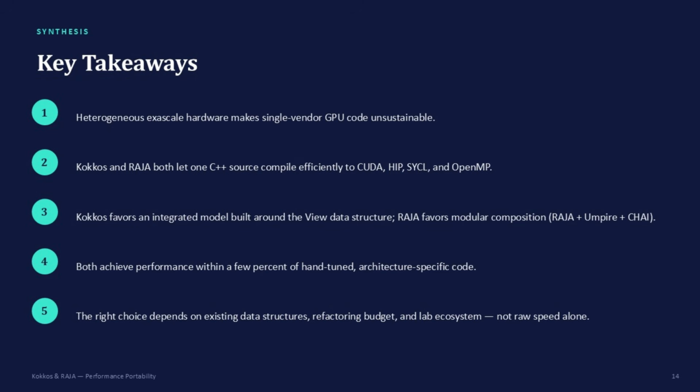So, what can we learn from this? First, modern computers have different types of hardware, so portability is very important. Second, Kokkos and RAJA allow us to use one C++ code base across different platforms. Third, Kokkos focuses on an integrated approach, while RAJA focuses more on modular components. And finally, both aim to provide high performance without requiring completely different code for every platform.